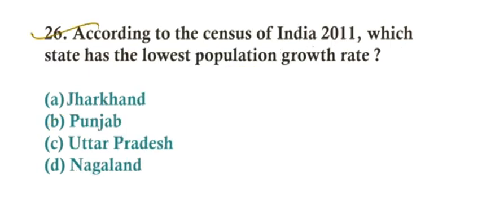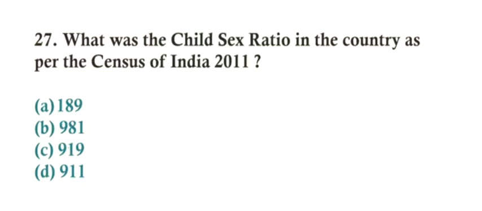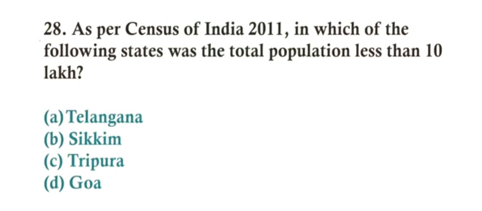Question number 26. According to the Census of India 2011, which state has the lowest population growth rate? Option number D, Nagaland. Question number 27. What was the child sex ratio in the country as per the Census of India 2011? Option number C, 919.